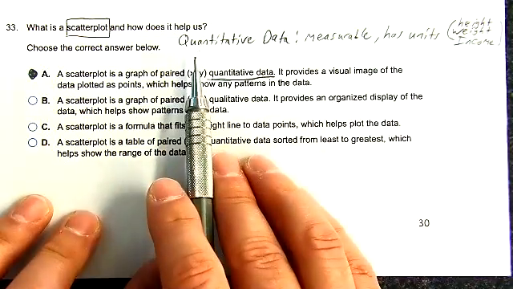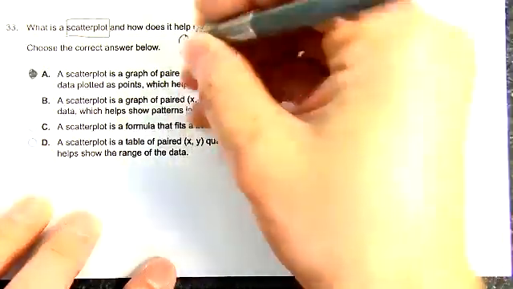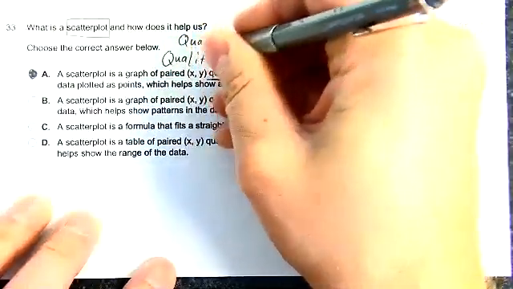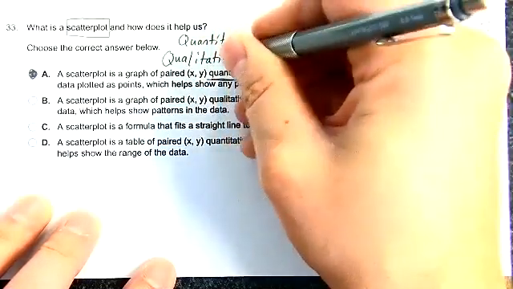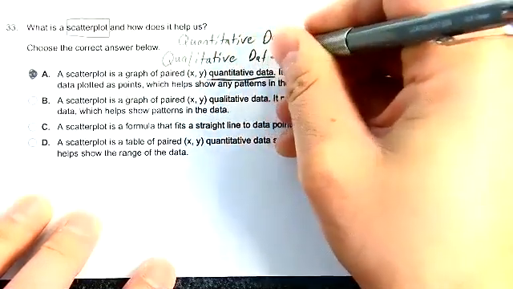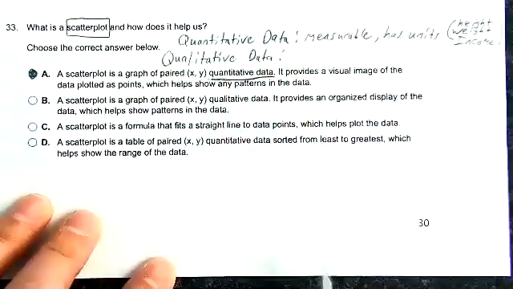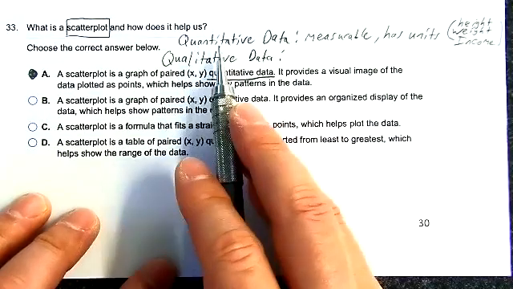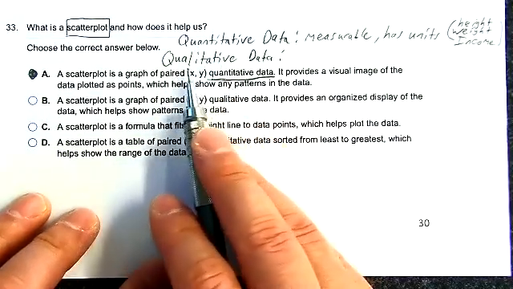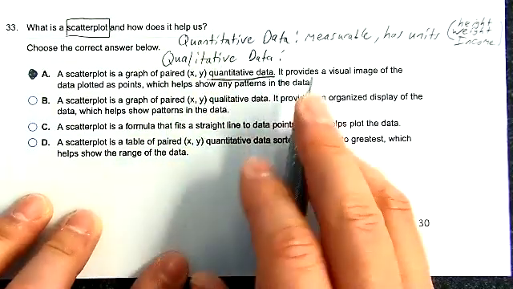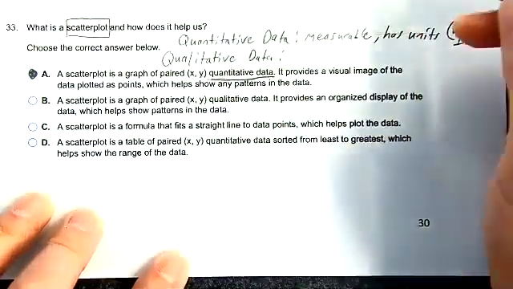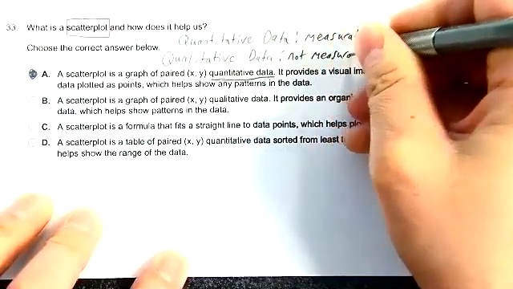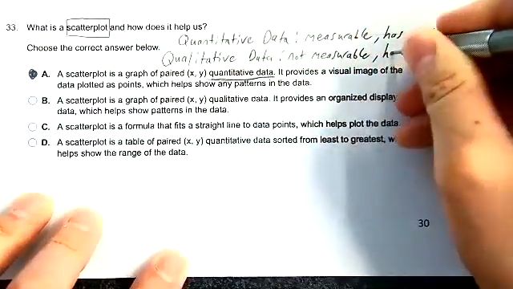But I'll just introduce it now because we've actually seen it already and it doesn't hurt to show the difference, is qualitative data. So notice the difference in words here. Quantity is the root word of quantitative, so it's a quantity. Qualitative, the root word is quality, so it's a quality or a category. This is not measurable, and it has no units.